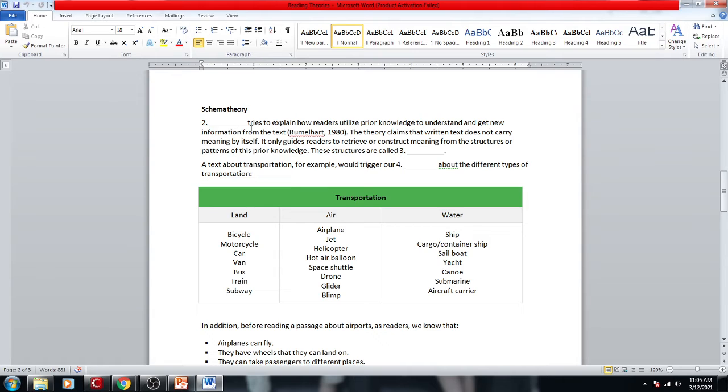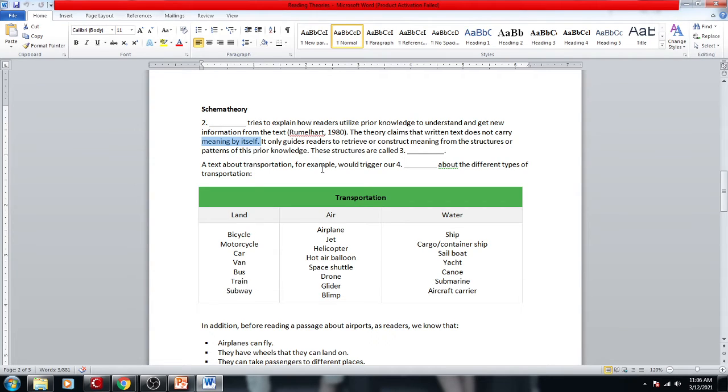Schema theory tries to explain how readers utilize prior knowledge to understand and get new information from the text. The theory argues that written text does not carry meaning by itself. It only guides readers to retrieve or construct meaning from the structures or patterns of this prior knowledge. These structures are called schemata.